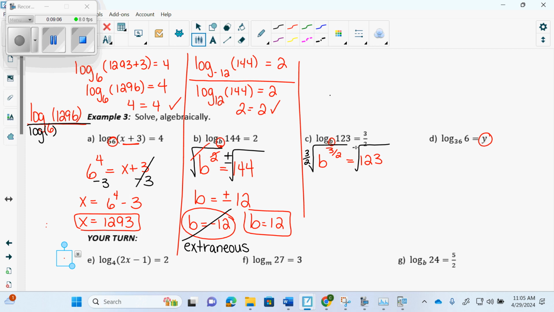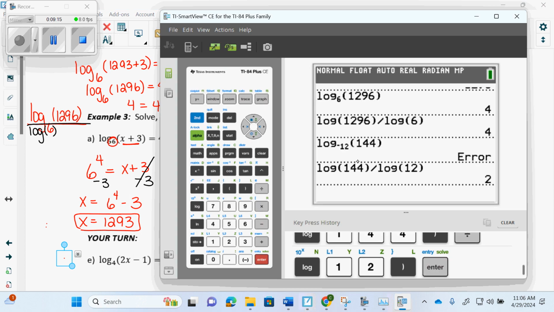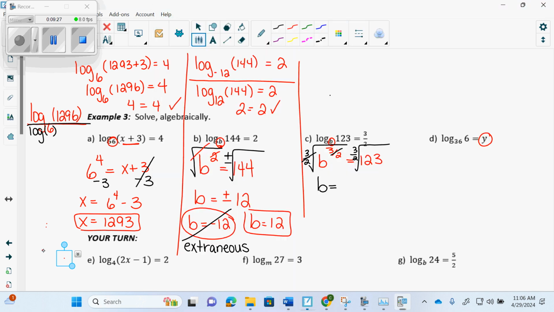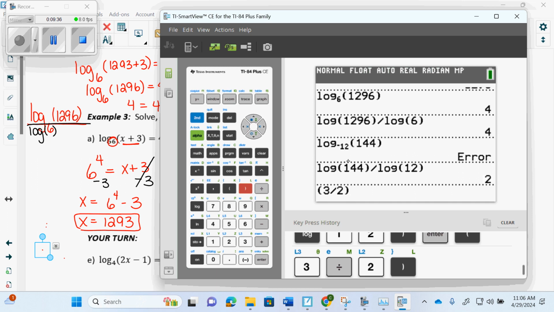If you really want to. B equals, I'll show you how. So we need the 3 halves root. So, we're going to go like this. Bracket 3 divided by 2. And I want to insert that in the index of the root. Is everyone following along? I'm trying to insert the 3 over 2 in that index spot where the 2 is on a square root, right? 3 is on a cube root. We agree? So I go 3 over 2 in brackets.